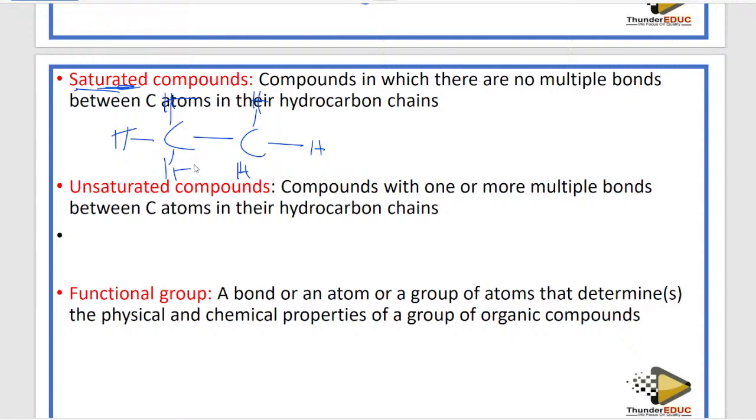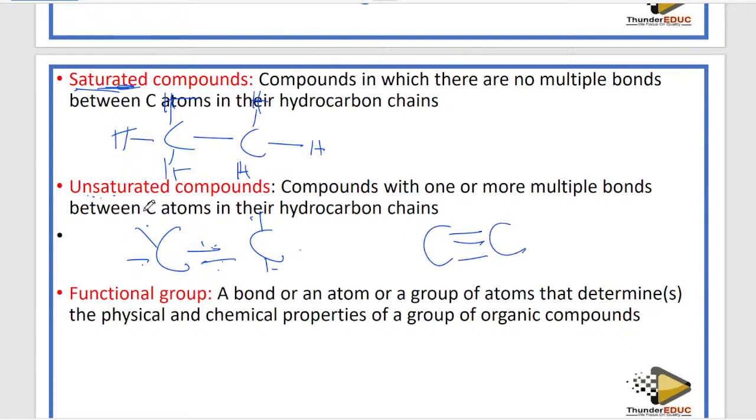What about alkenes? Remember we said alkanes have single bonds. Alkenes will have a double bond, so they are unsaturated. It means this bond can break to accommodate other molecules. What about alkynes? Triple bond. So they are also unsaturated.